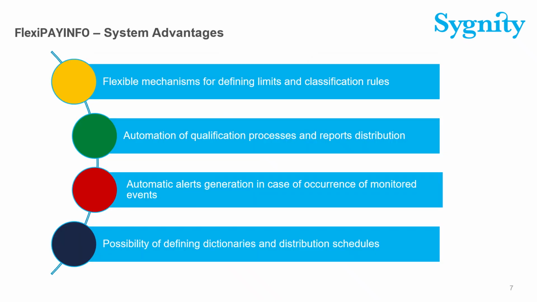The advantages of FlexiPI info system: flexible mechanisms for defining limits and classification rules, automation of qualification processes and reports distribution, automating alert generation in case of occurrence of monitored events, possibility of defining dictionaries and distribution schedules.